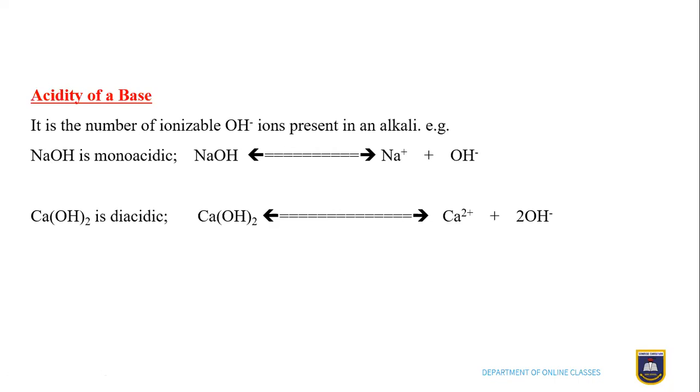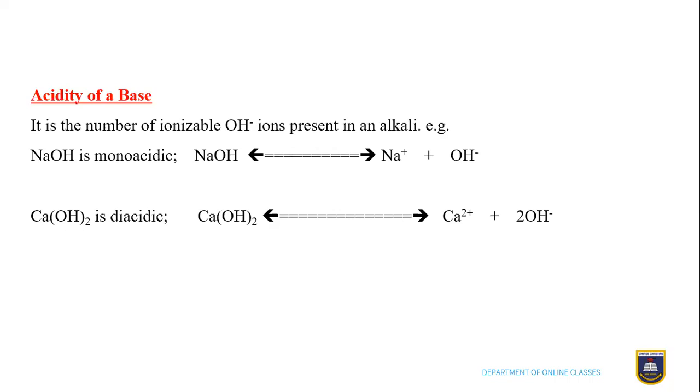Calcium hydroxide is a diacidic base. Calcium hydroxide, barium hydroxide, magnesium hydroxide, iron 2 hydroxide, copper 2 hydroxide, those are diacidic bases. Why? Because they are bases that have two ionizable OH minus ions in them.